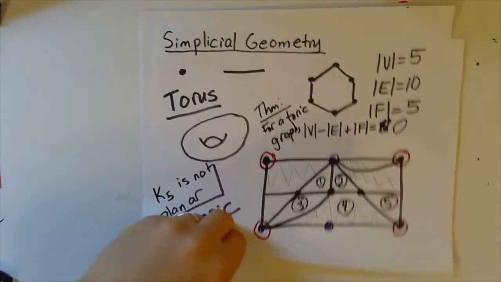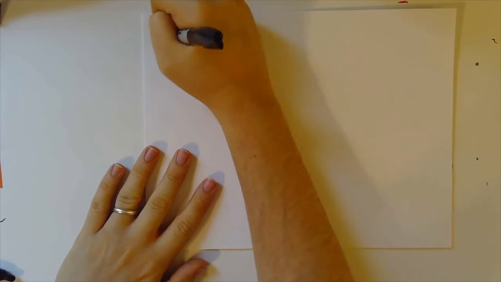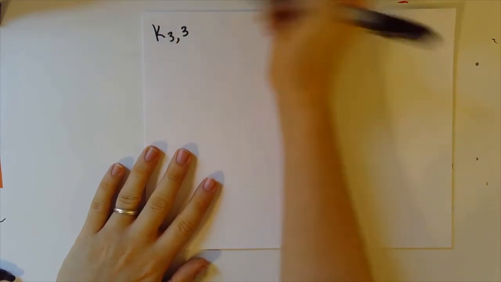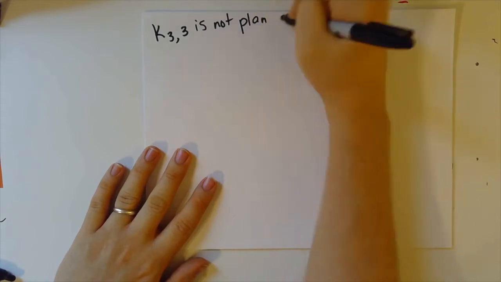Okay. Another graph we talked about a lot last time in terms of how it worked on a torus was K3,3. Okay, so this is not planar, but it is toric.